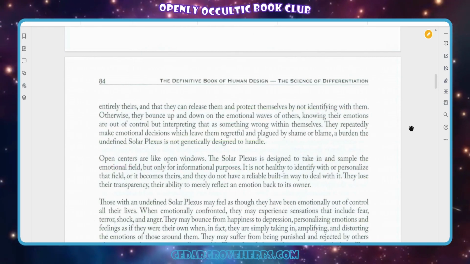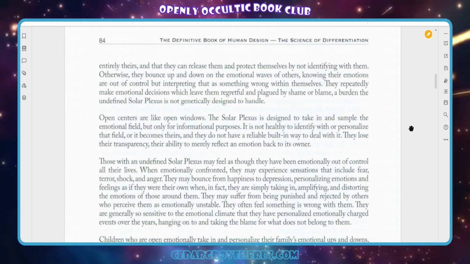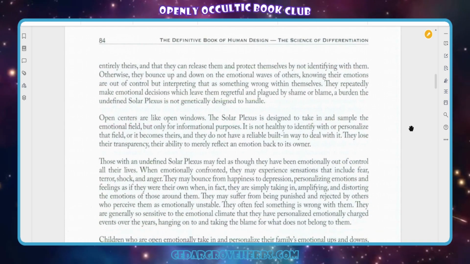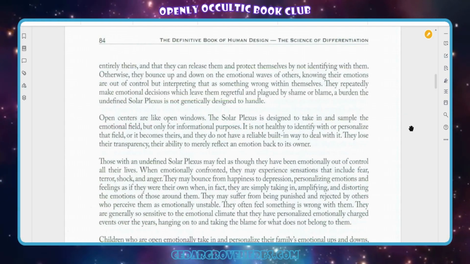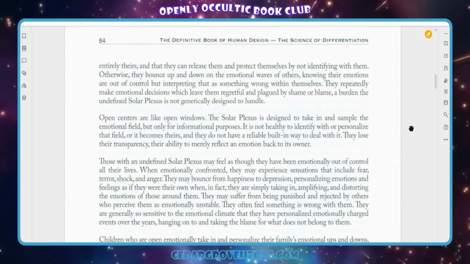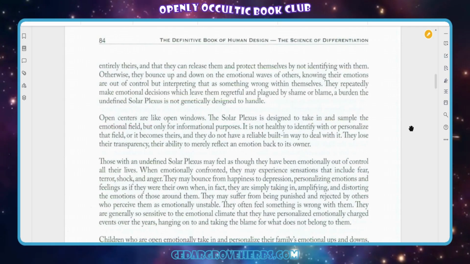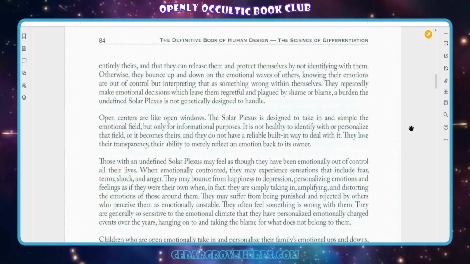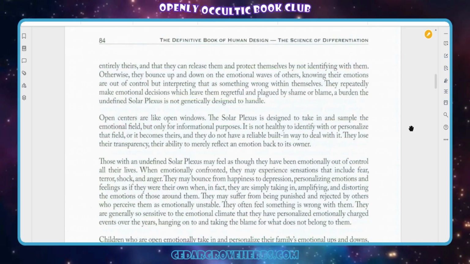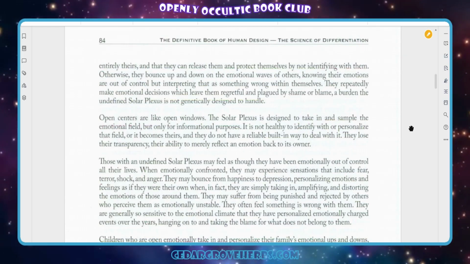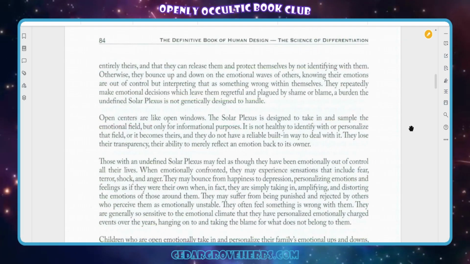Open centers are like open windows. The solar plexus is designed to take in and sample the emotional field, but only for informational purposes. It's not healthy to identify with or personalize that field, or it becomes theirs. And they do not have a reliably built in way to deal with it. Their solar plexus is open, it's not defined. So they don't have access to this 24/7, so they can't handle that type of energy in a long, sustainable way. They just can't do it.